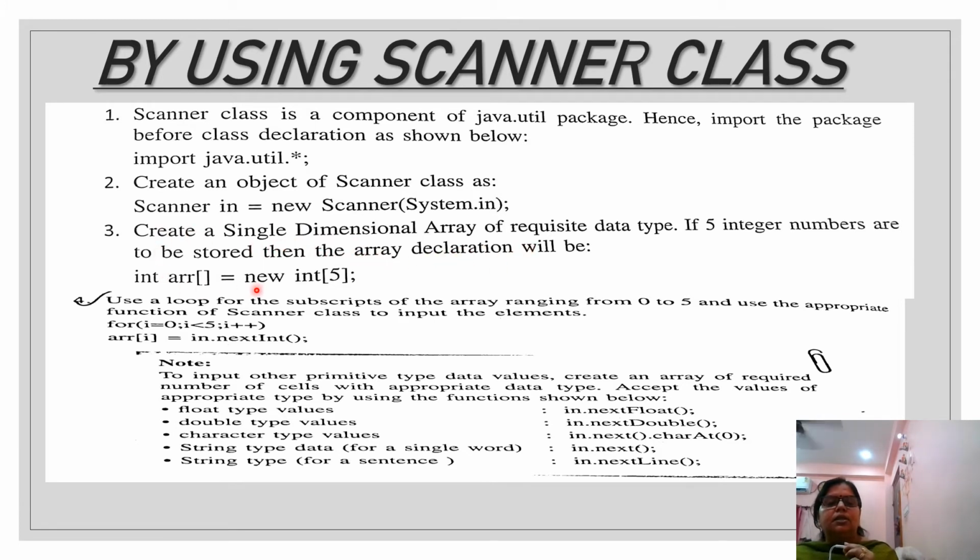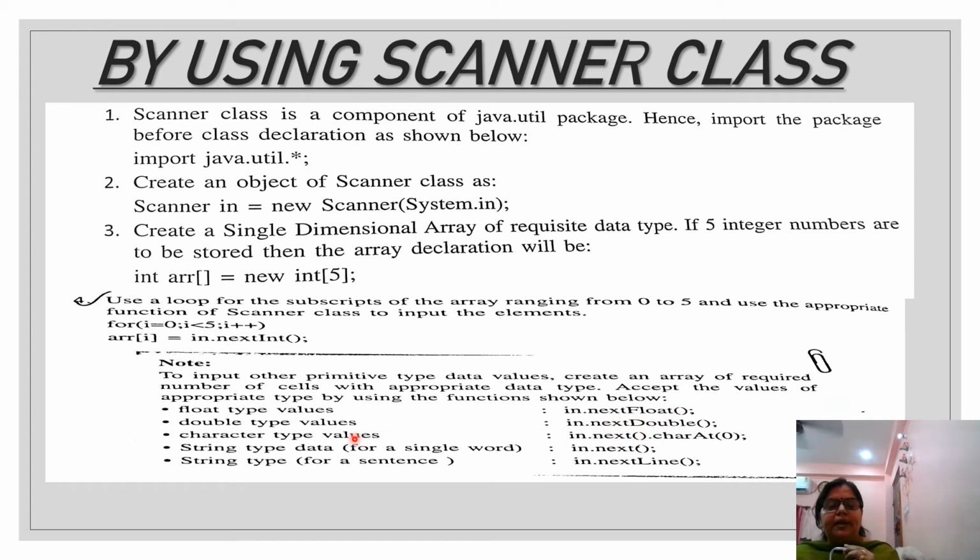See here, it is the size of 5. Now we will input the elements one by one with the following loop because it is size 5, so i less than 5. Here, for int it is in.nextInt, and for other data types, for float we use this, for double we use like this.